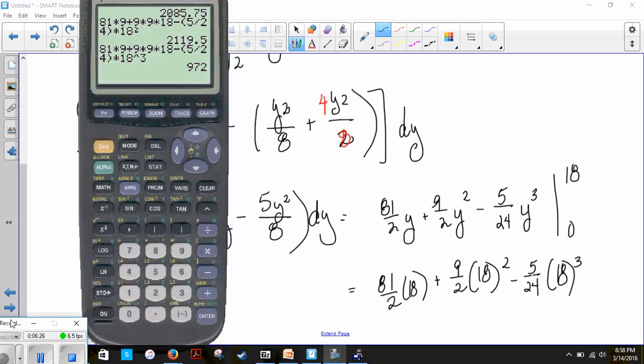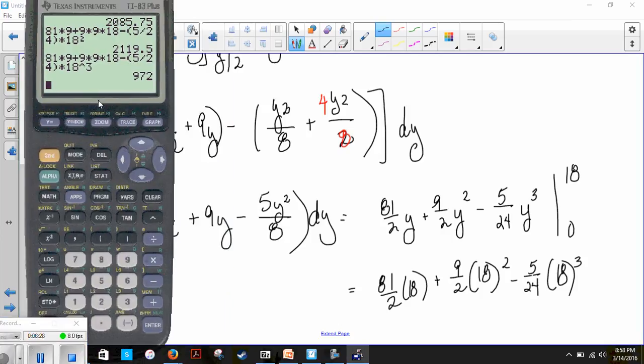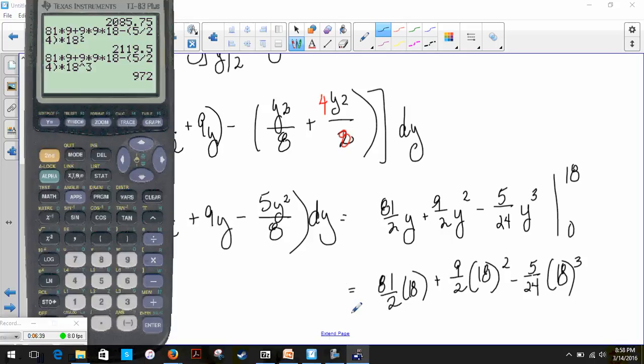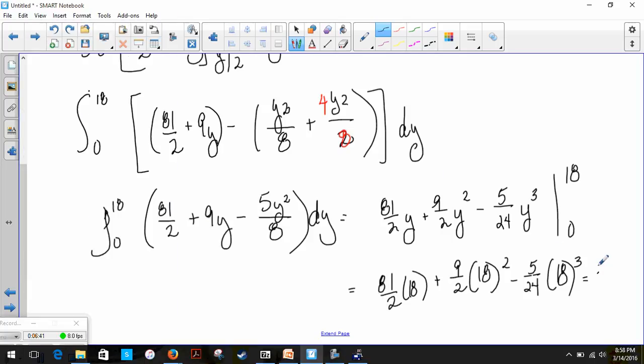Okay, so we typed it in, and I did lie to you before. I said 8 times 3 was 16. 8 times 3 is definitely 24, not 16. And then we plug in our 18, and we come down to 972. Plugging it in was the worst part.